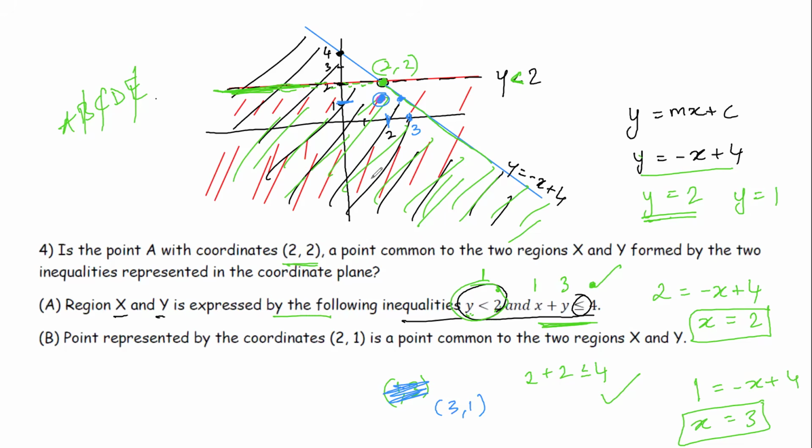So the point represented by the coordinates 2 comma 1 is the point common to the two regions x and y. Although 2 comma 1 is a point common to the two regions x and y, it doesn't tell us anything about 2 comma 2.